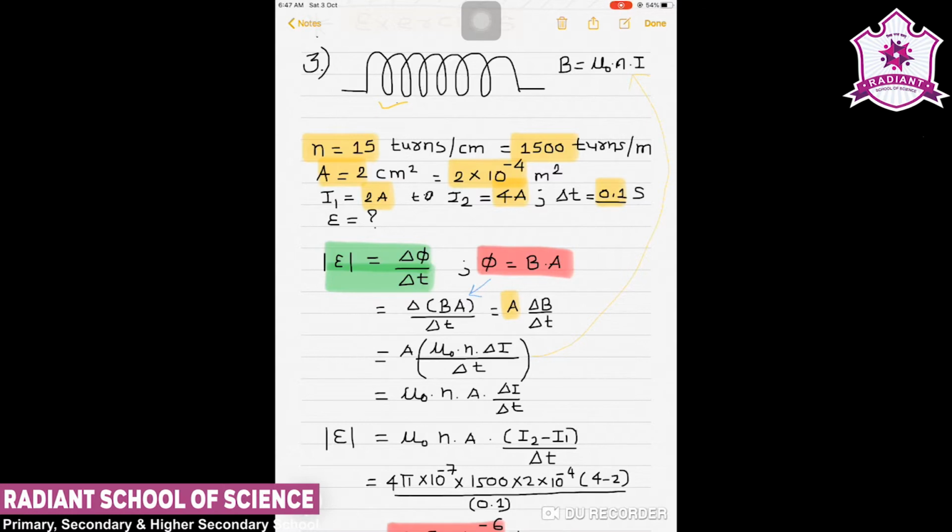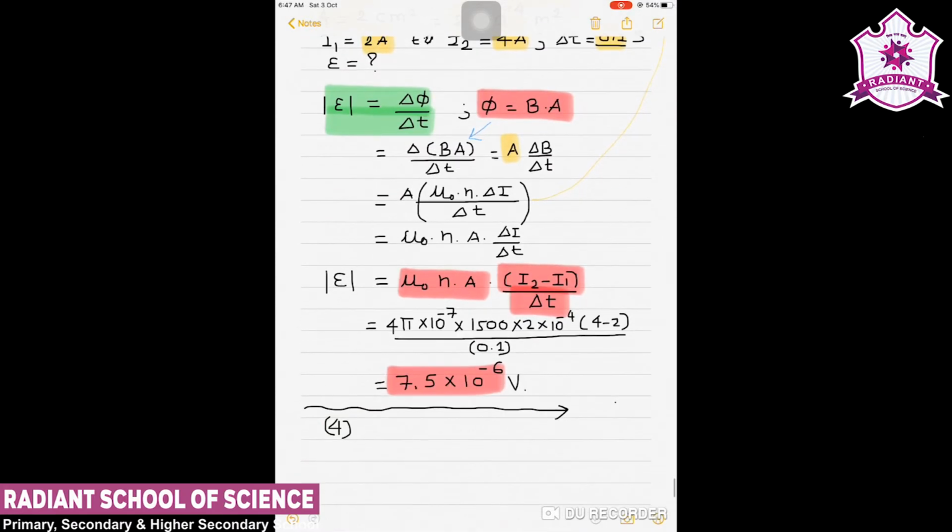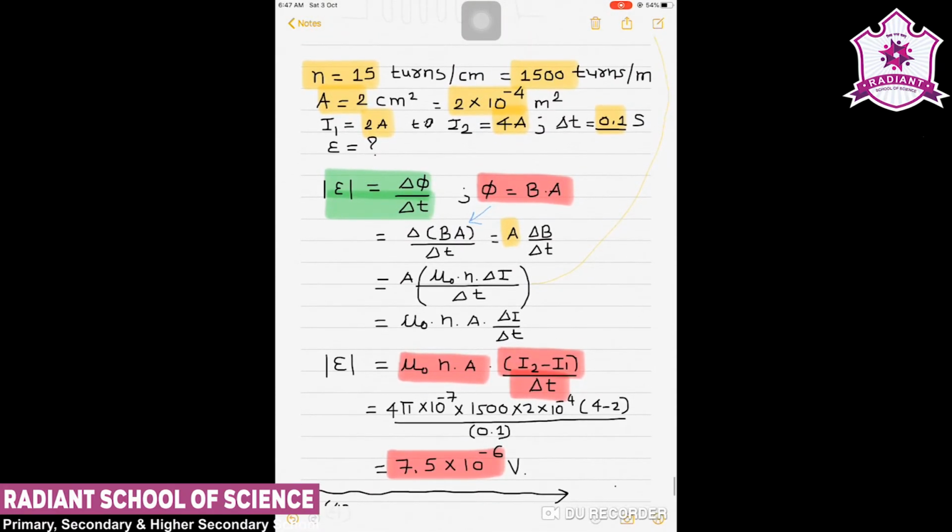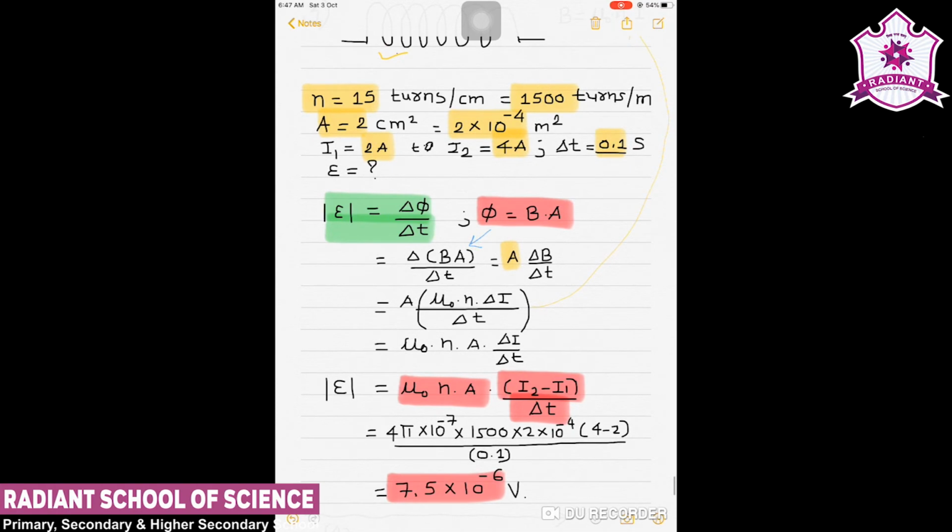So now when we put all the values, we ultimately get mu 0 N A into I2 minus I1 upon delta t. When we put all these values, we have the answer, that is 7.5 into 10 raised to minus 6 volt. So this would be one of the easiest questions that we have obtained.